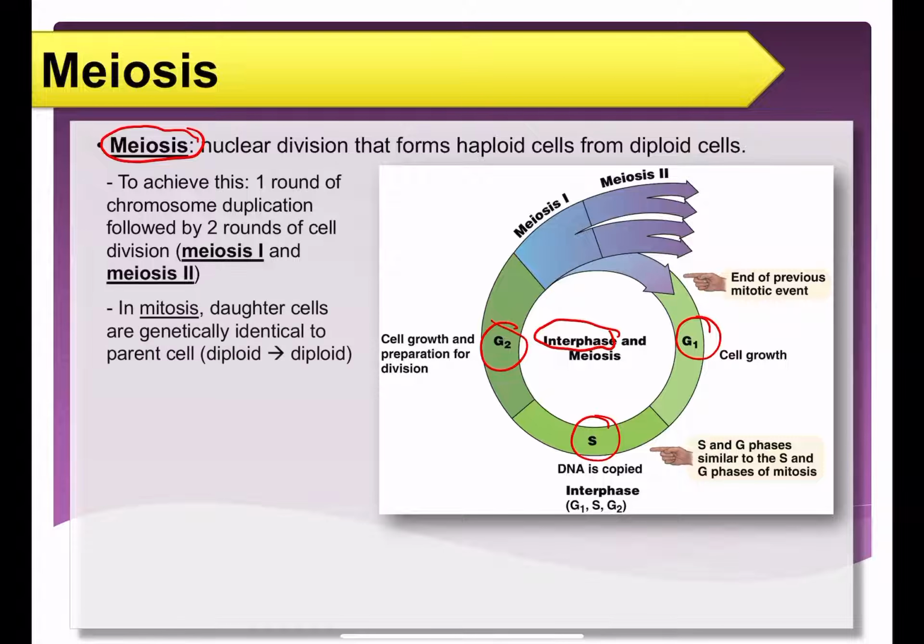Now, meiosis is able to reduce the amount of chromosomes by half because it involves 2 rounds of cell division, meiosis 1 and meiosis 2. Okay, meiosis 1 is the first cell division. Meiosis 2 is the second cell division.